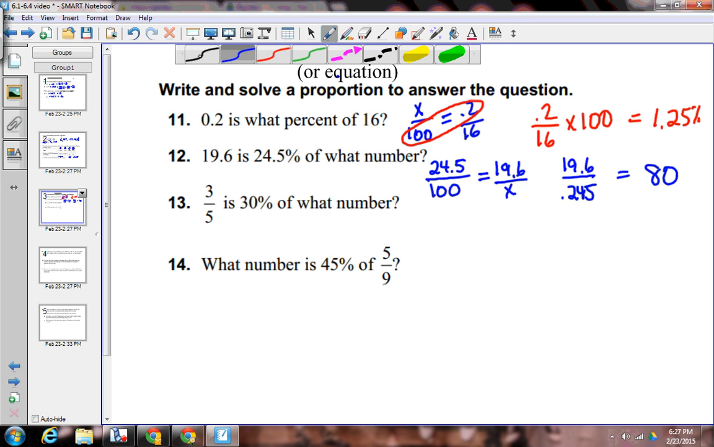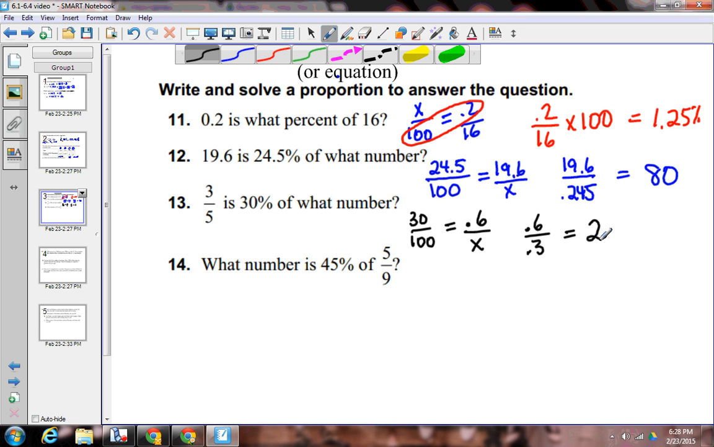Okay, and let's go on to number 13. So we're trying to find again the whole. We know the part and we know the percent. So let's first do the proportion. 30 is to 100 as 3/5, which I'm going to write as a decimal to fit it in my proportion nicely, is to x. Or we could use our equation and take our part and divide it by our percent written as a decimal, and that's super easy to get our answer of 2. So 2 is the whole we're looking for.